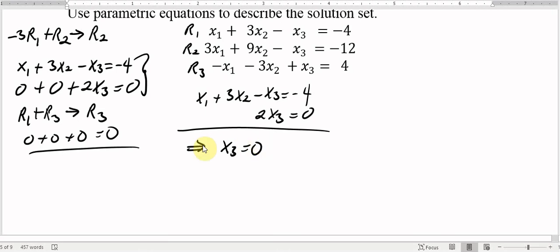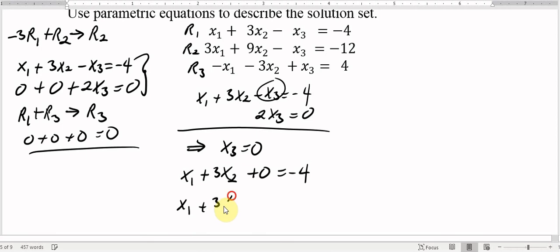Well, if x sub 3 is equal to 0, then if I plug in a 0 here for x sub 3, I have x sub 1 plus 3 times x sub 2 plus 0 is equal to negative 4. That is, x sub 1 plus 3x sub 2 is equal to negative 4. Now, I have one equation and two unknowns, 2 minus 1. So we have two unknowns minus one equation. That gives us one parameter.